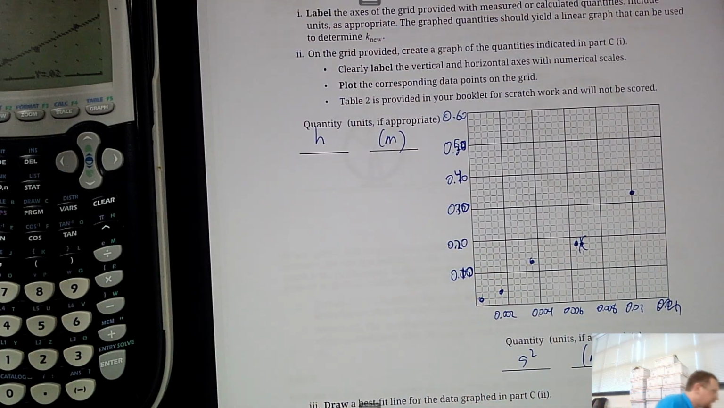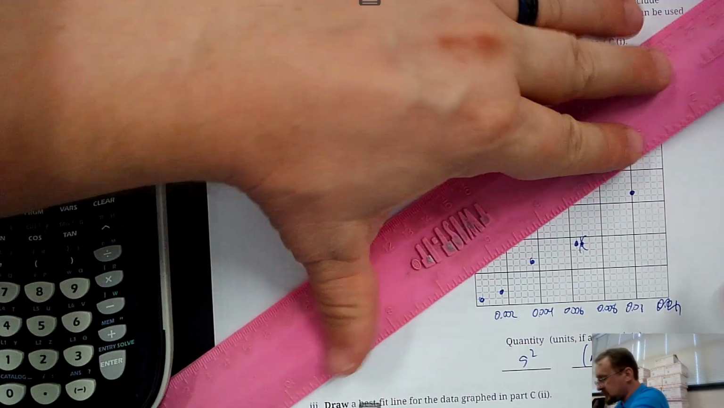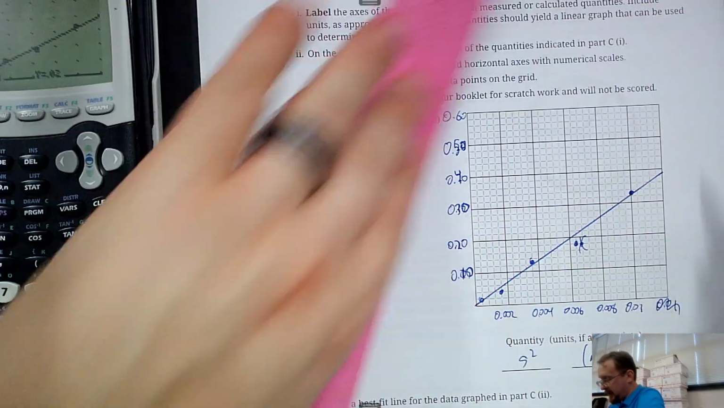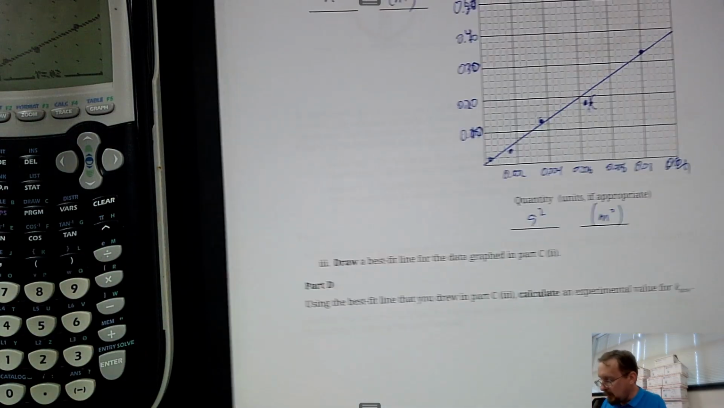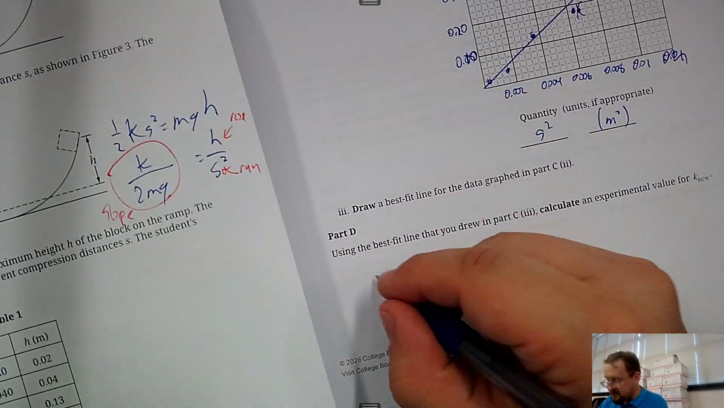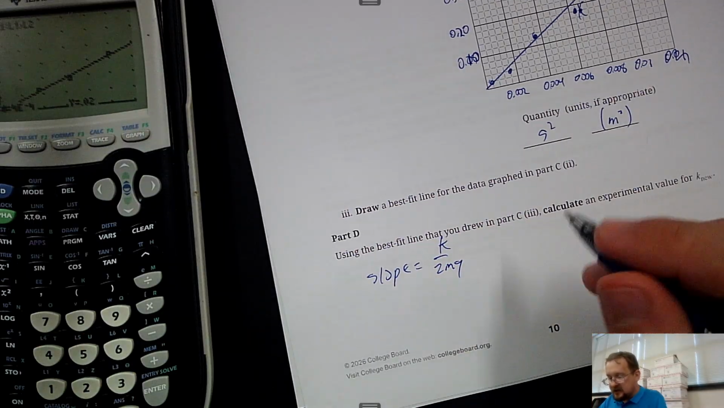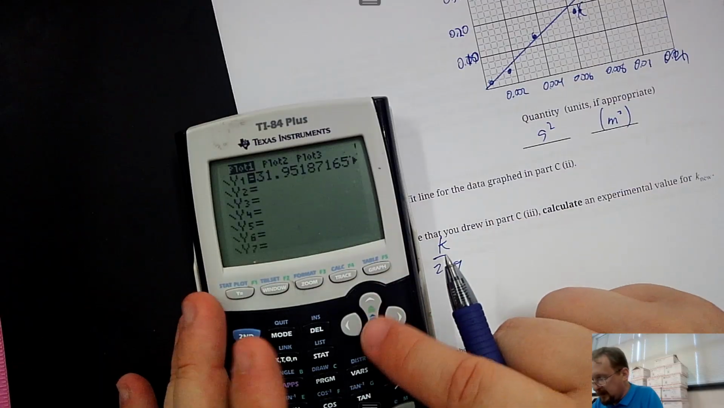Let me find my straight edge. I want to actually make this look good. Oh, here it is. I'm going to try and make this look good. Okay, use the best fit line. So what did I say before? I said that the slope is equal to k over 2mg. So then what was the slope even?